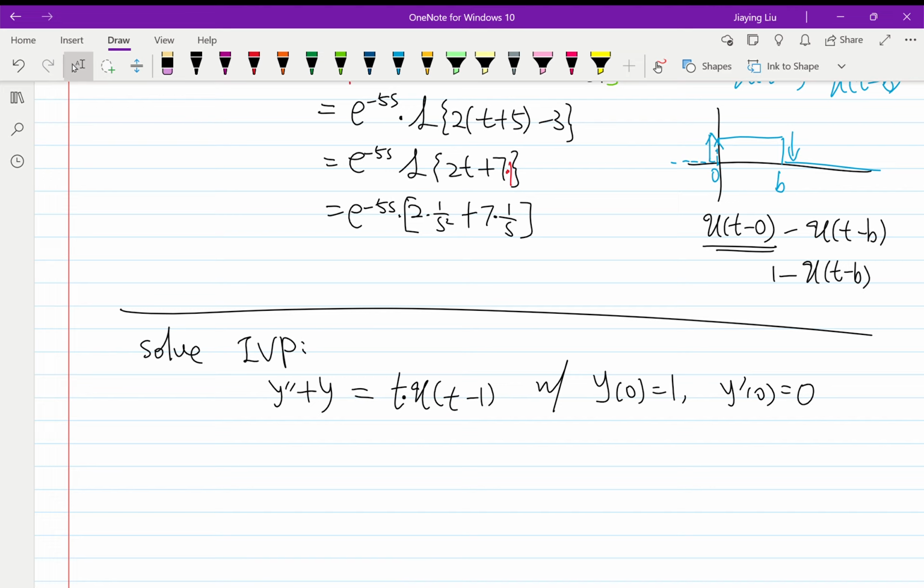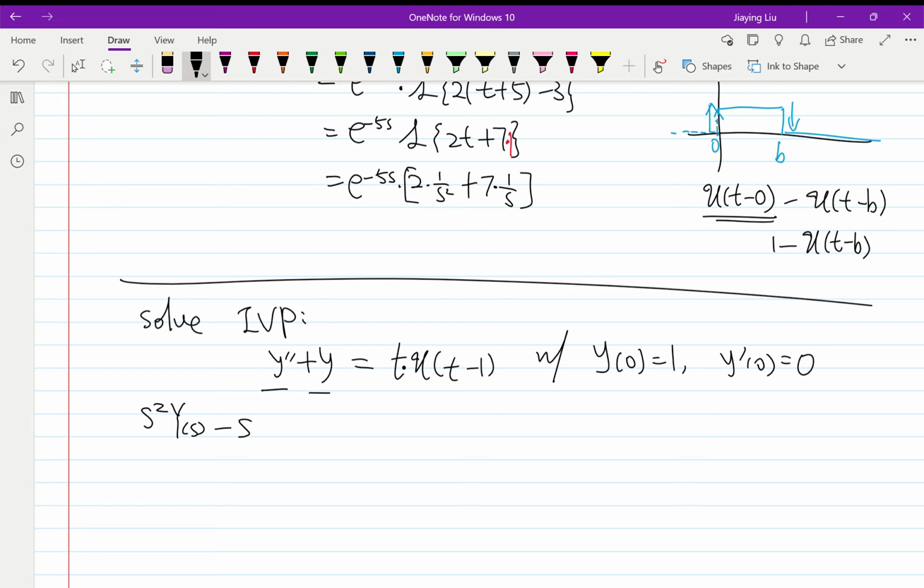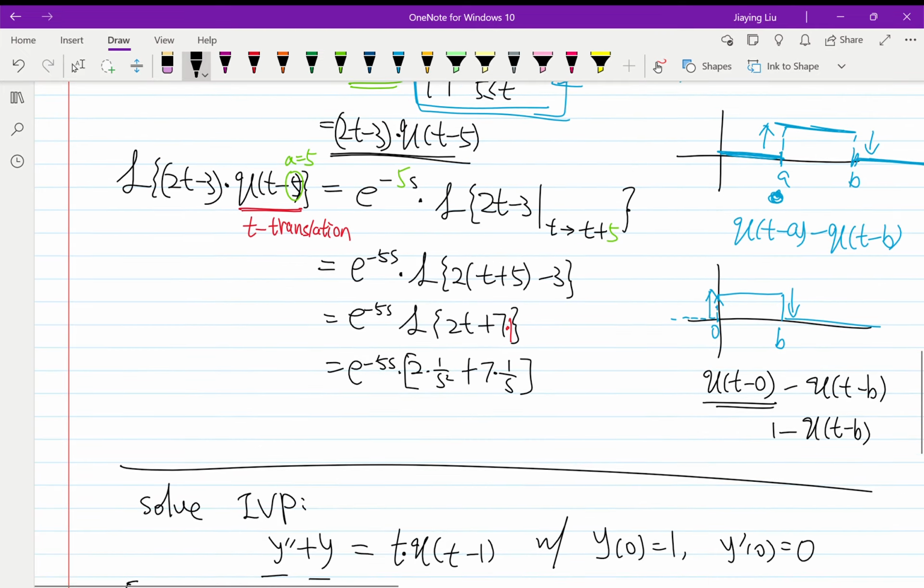So the first step is what? Laplace transform of every piece, right? If we do that with the left hand side, using the Laplace transform of each one, we get s squared Y(s) minus s times y(0) minus y prime(0). That's coming from the second derivative. And then y just gives us Y(s). What about the Laplace transform of t times u(t minus 1)? Which rule do we use? Do we just find the Laplace transform directly, or S translation, or T translation? T translation, exactly right. Because we have a u(t minus 1), we use the T translation. That's the indicator. I'm not going to do that because it's very similar to what we did with this.